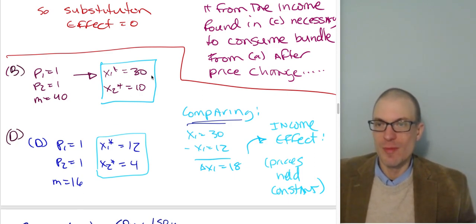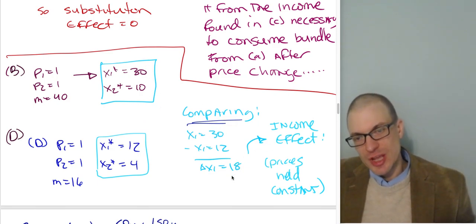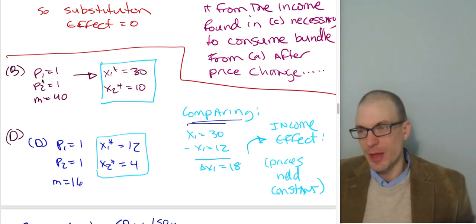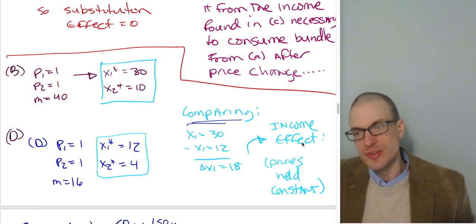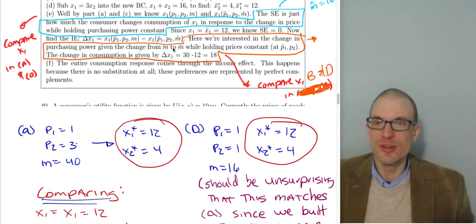And we found my amount of good 1 ended up going from 12 to 30, right? And so the income effect here is 18. This is prices held constant, comparing 1 and 1, 1 and 1, but the income changed, and my consumption of good 1 changed from 12 to 30, so 18. This is the income effect, and my comment was the entire consumption response comes through the income effect.